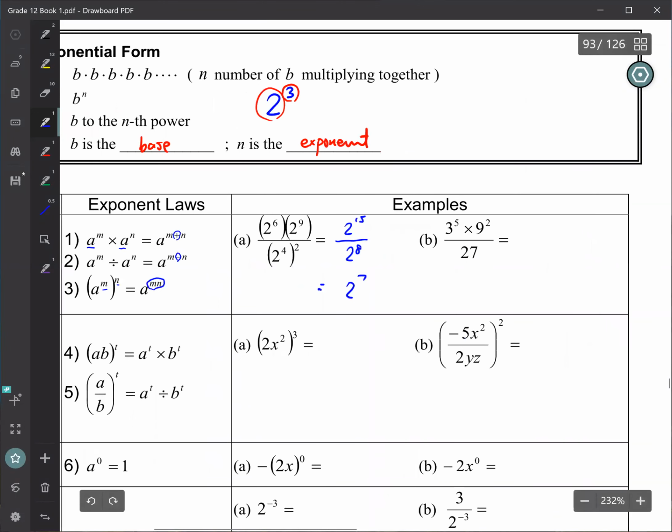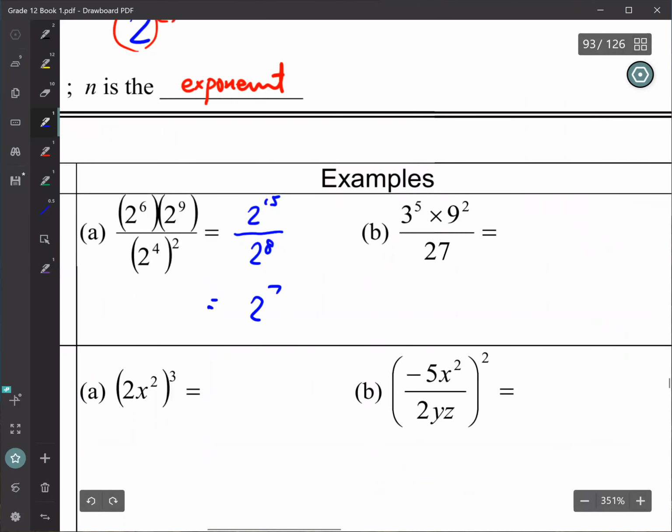And then the next one, it doesn't have the same base. However, we could make them the same, right? So for example, like 9, I can write it as a 3 squared, right? And then raise it to the square, all right? And then 27, I can write it as 3 cubed.